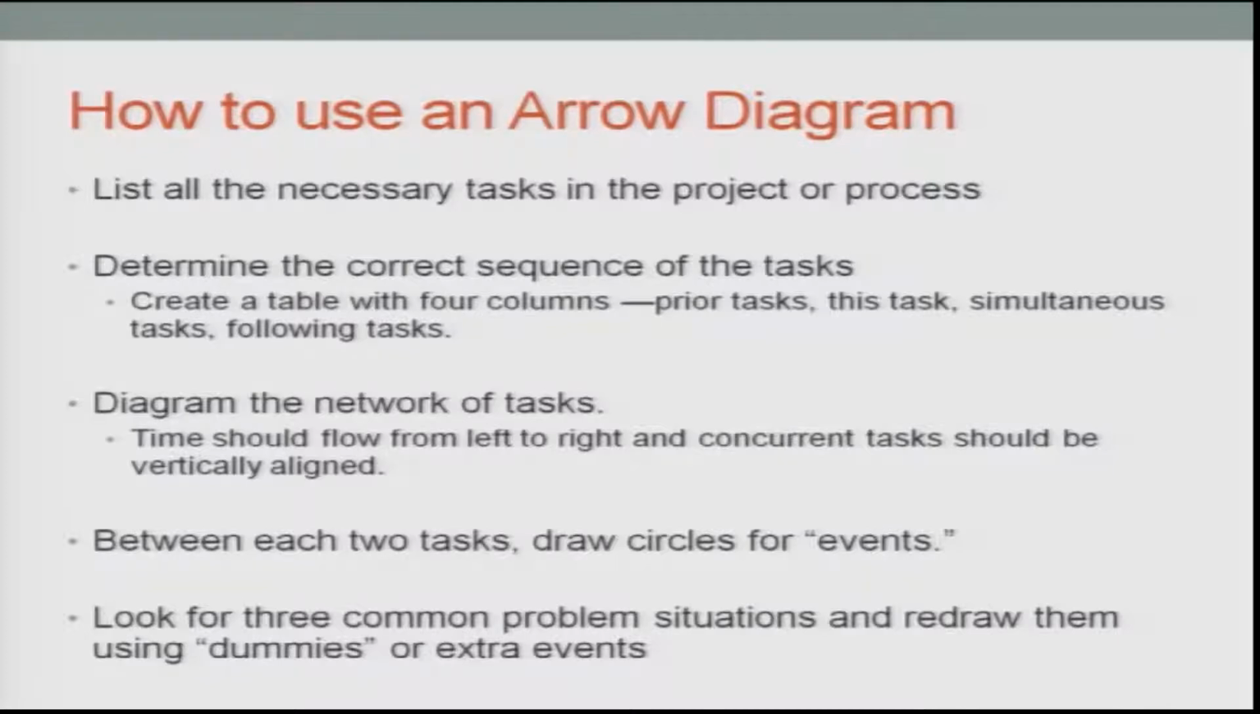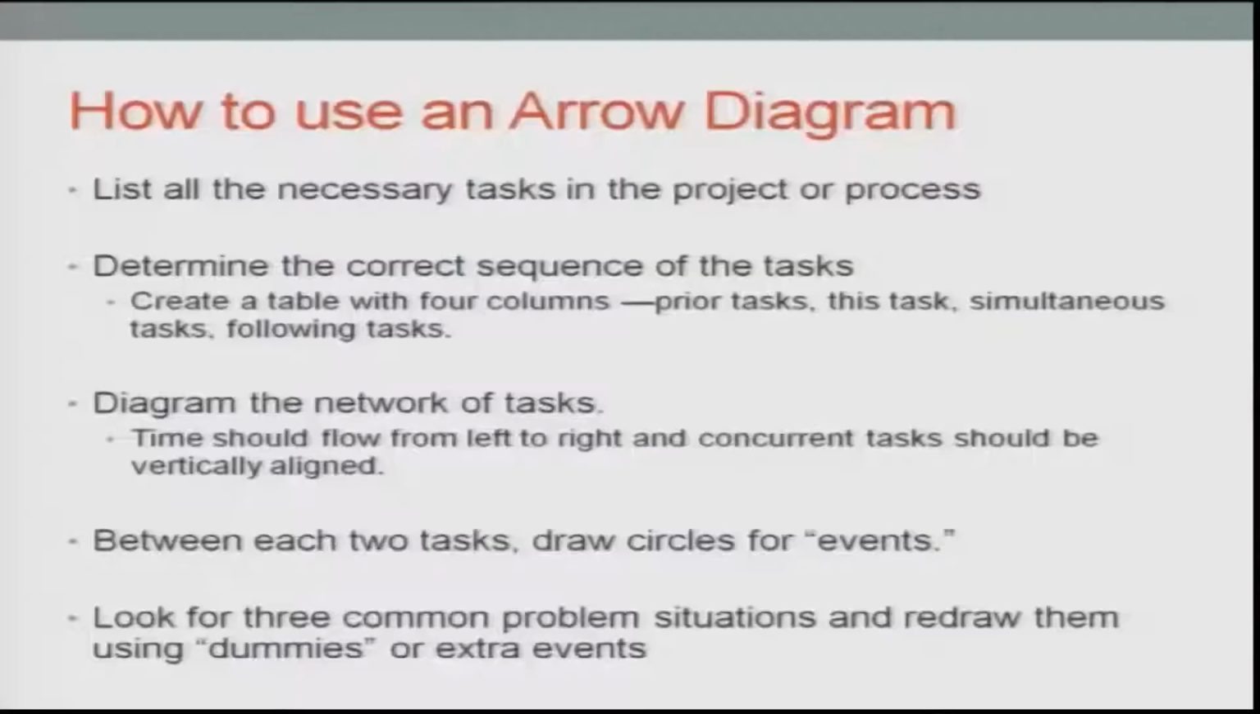Create a table with 4 columns, which are the priority task, this task, the simultaneous task and the following task. What the priorities are, how they are related, and the number of days required for the jobs should be noted down. Then diagram the networks of the tasks.